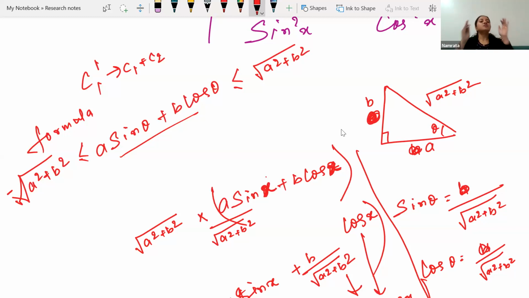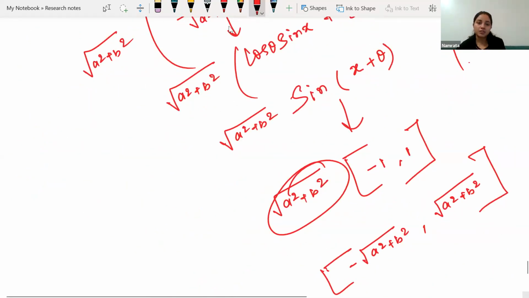How did we get it? We did the arrangement of a sin theta plus b cos theta. We tried to make the formula, and once we made the formula, we got this part.